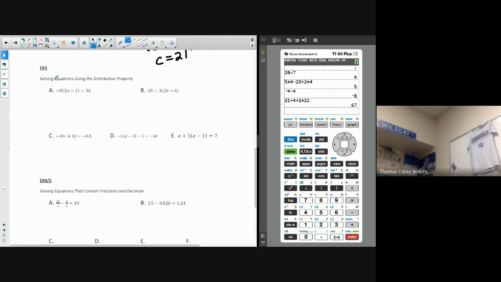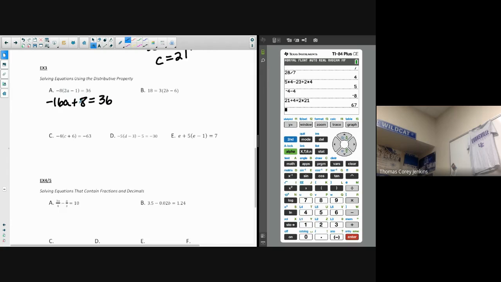So solving equations using the distributive property. Nothing changed from what we said first. You have to simplify either side if necessary first, okay? So on A's equation, that's the left side. That is not simplified, right? I would want to go ahead and distribute. So negative 8 times 2a is negative 16a. Negative 8 times minus 1 is plus 8. Remember, negative times negative gives me a positive. Equals 36.